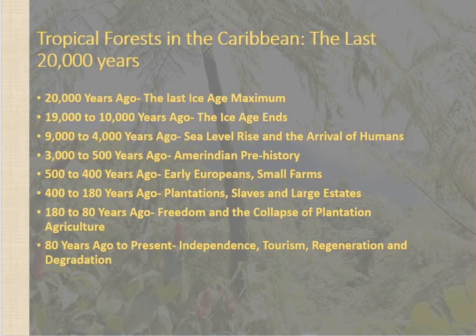So what I want to look at in this particular tutorial is different periods during the past 20,000 years. And as you know, 20,000 years ago was the last ice age maximum. That was the time when the Earth was last coldest. And from then until now, the temperature has only gotten warmer. Okay? So we start 20,000 years ago, the last ice age maximum. We look at the period 19,000 years ago to 10,000 years ago when the ice age ends.